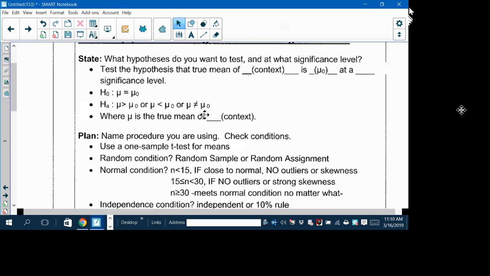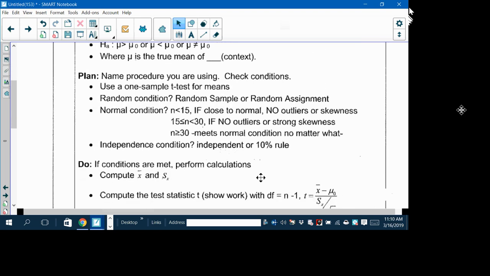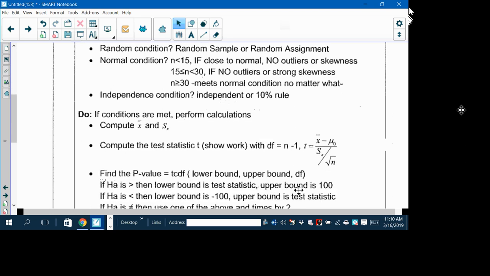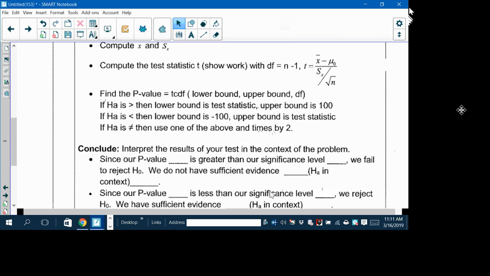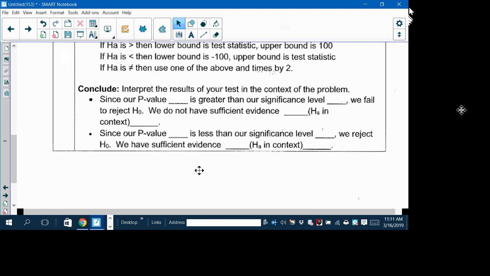So then you're going to name the procedure that you're using. In this sense, we're using a one sample t-test for means. We're going to check our conditions, and then if our conditions are met, we're going to perform our calculations. Most of the time, if we're given a sample, we can use one of our stats to calculate the mean and standard deviation of the sample, and then use that to help us calculate this test statistic. Then we calculate the p-value and then make a conclusion based on the value of the p-value.